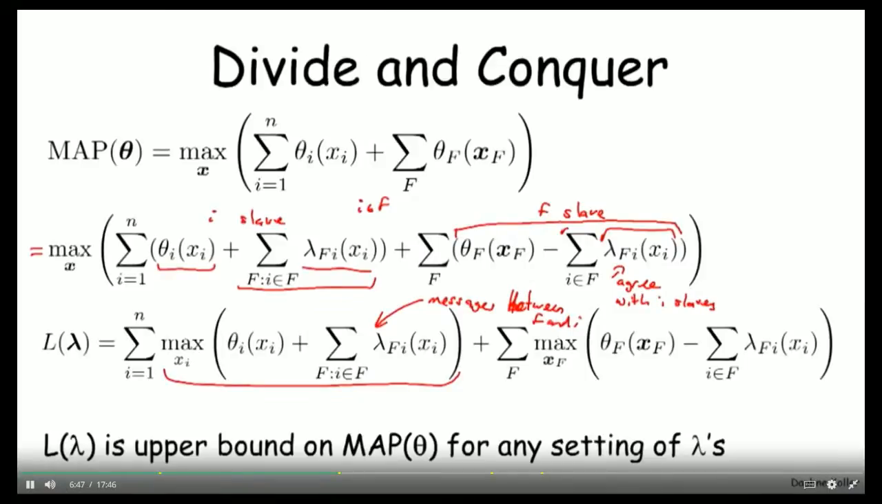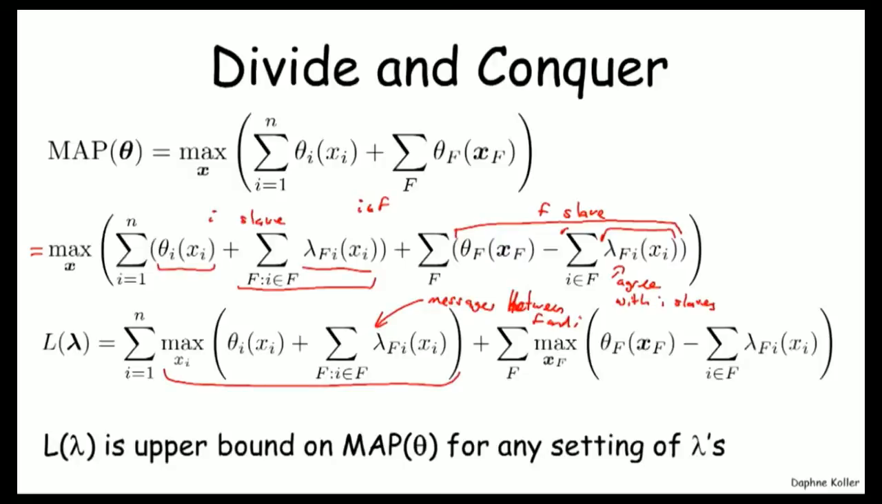Now, one important point that we'll come back to in a little bit is that this function here, which is called L of lambda, is a function of lambda, and only a function of lambda because it's no longer a function of x, since I've maximized over the x. So you're going to get a different value of this function depending on the choices of the penalty parameters. This function is an upper bound on MAP theta for any value of lambda. Now let's understand why that is.